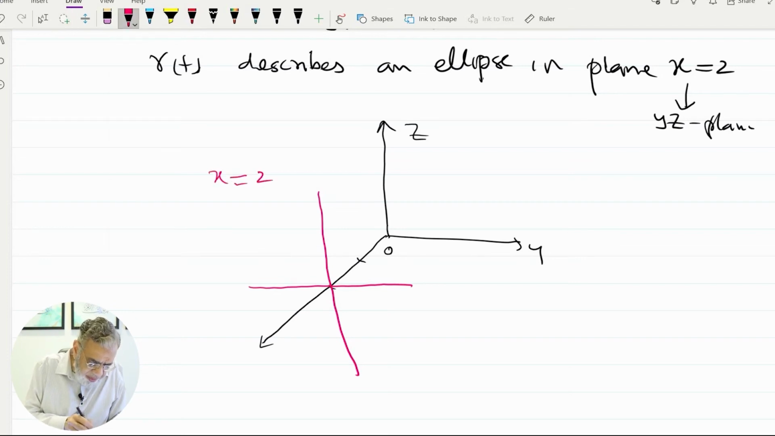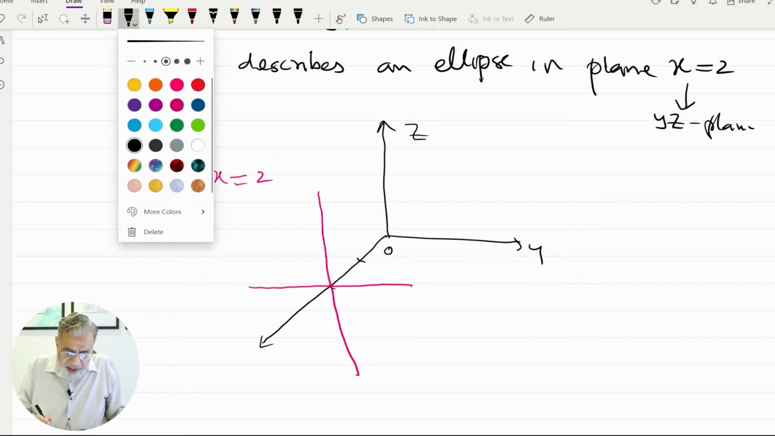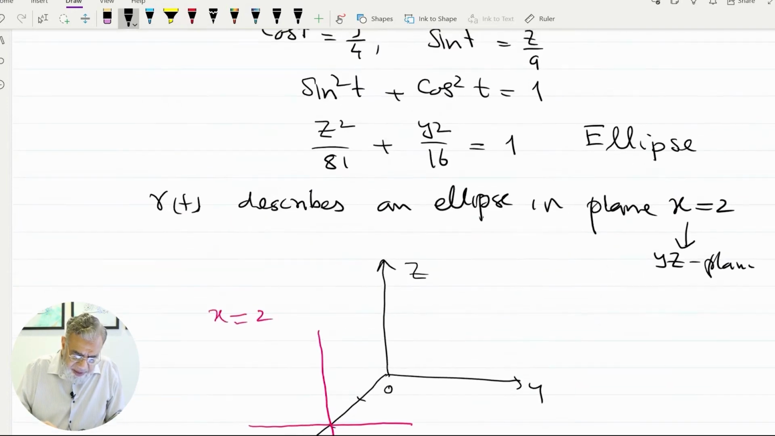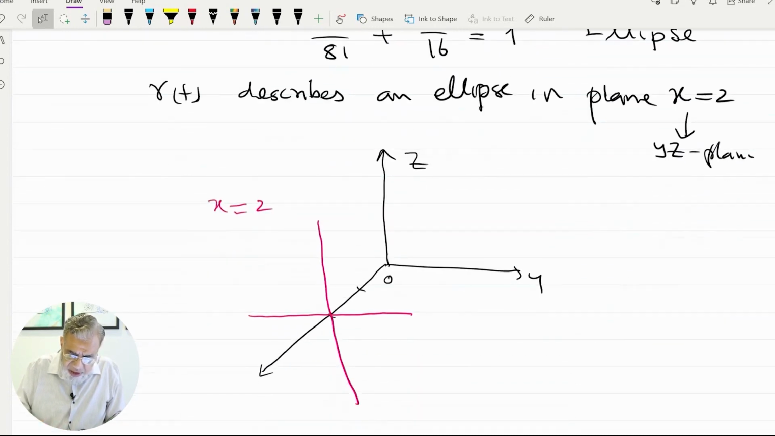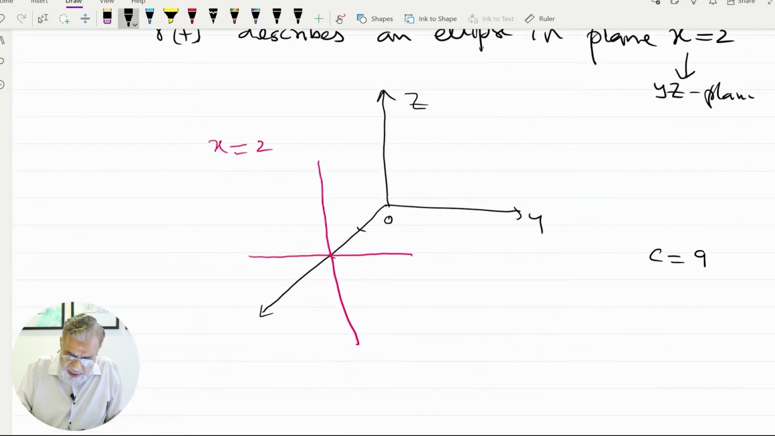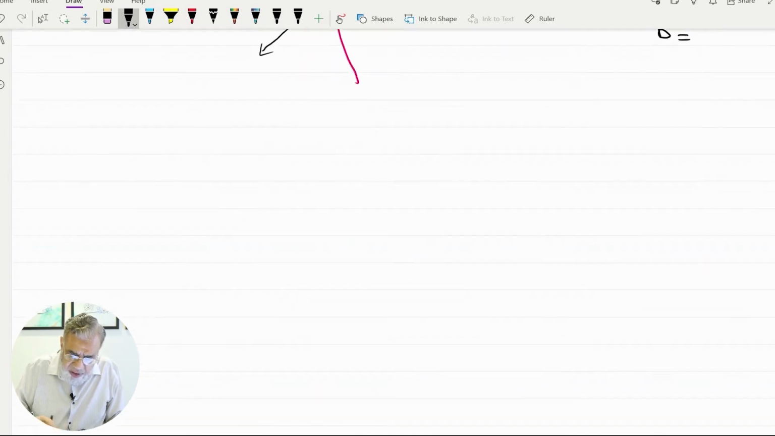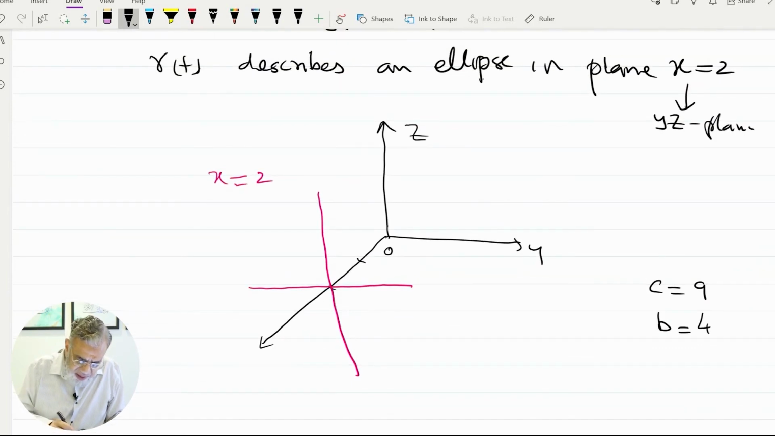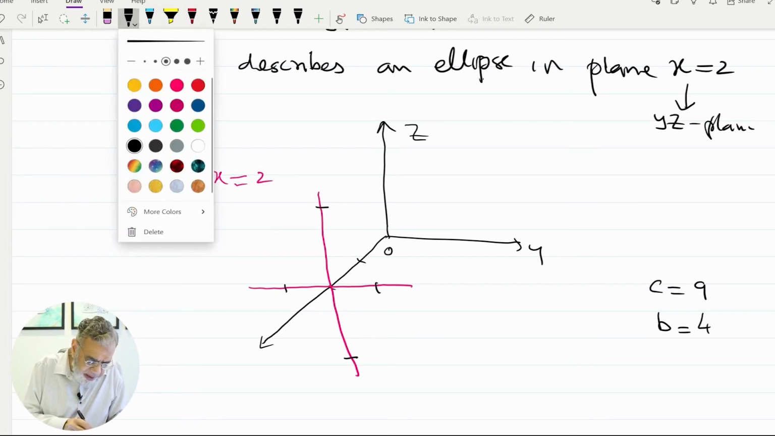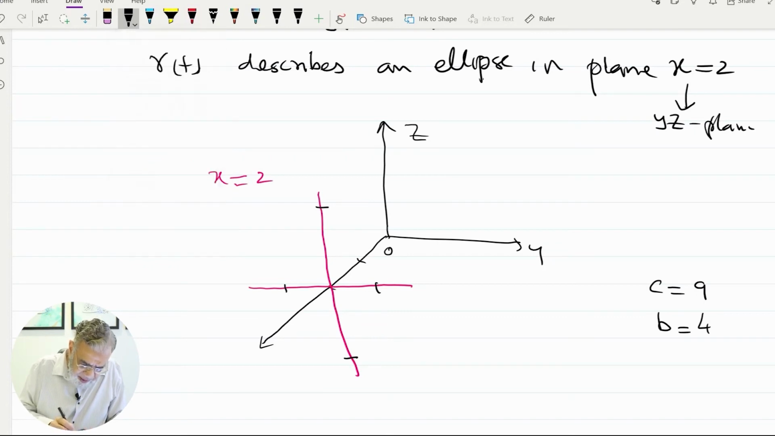Now in this plane we define our ellipse, and the ellipse has the major axis. The value of c is equal to 9 and b is equal to 4, since we have 81, so c is equal to 9, and we have 16, so b is equal to 4. So this is 9, this is minus 9, this is 4, and this is minus 4. So I can sketch my ellipse in this case. This here is the ellipse.